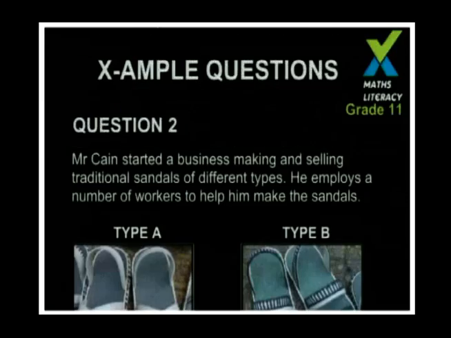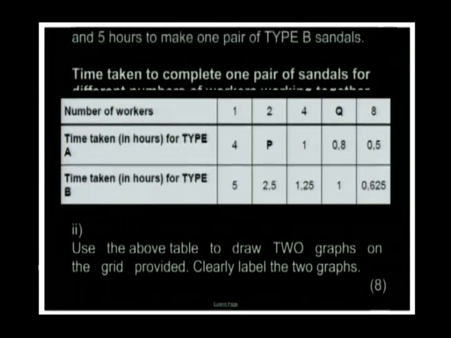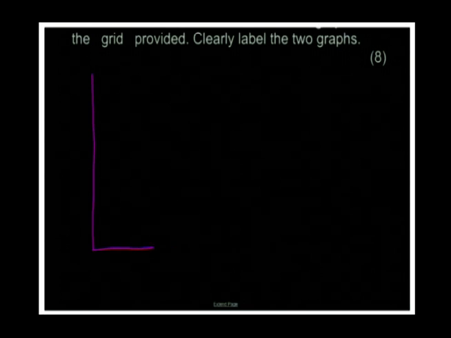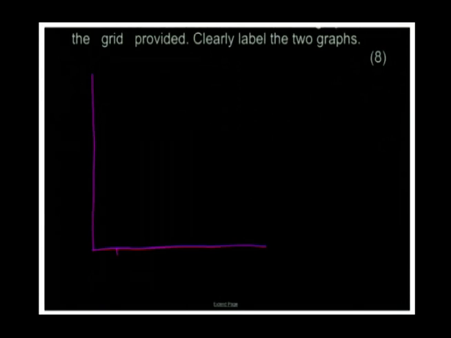Clearly label your graphs. Okay, so when we look at that, we are going to draw our own grid, and let's do that. So I've got a grid now. There it is. And I'm going to say, right, I've got 1 person, 2 people, 4 people, and here we said 5 people and 8 people. So I've got 1, 2, 3, 4, 5, 6, 7, and 8. Okay, 1, 2, 3, 4, 5, 6, 7, 8, and we're going to say these are our people.